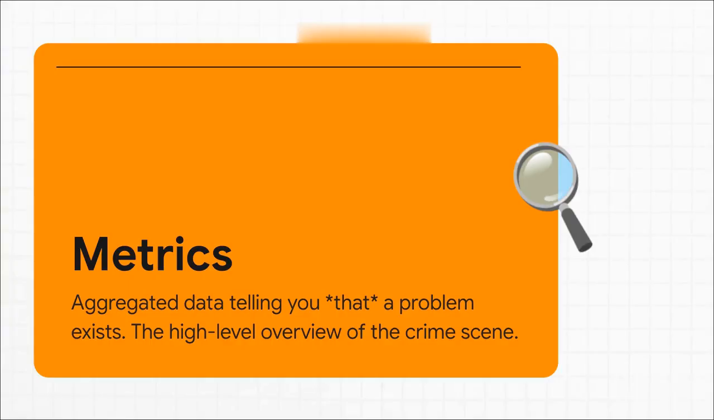First up, we've got metrics. Now, these are your high-level signals. We're talking aggregated numbers like latency, error rates, invocation counts. Metrics are kind of like that first call you get from the crime scene. They tell you that something bad happened, but they don't tell you who did it or why. They just give you that critical, high-level overview.